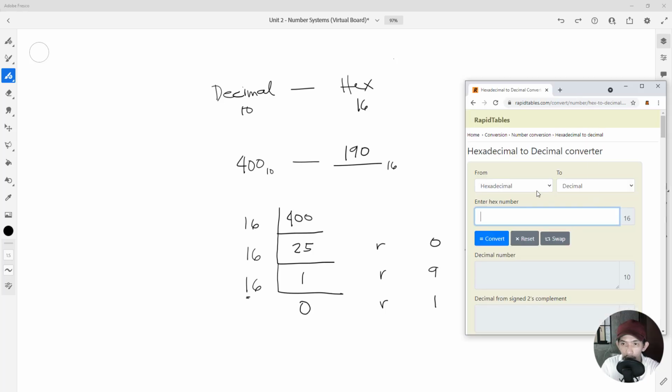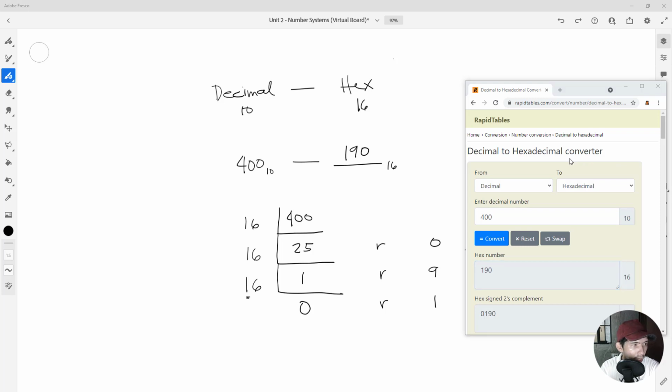So, if we're going to our checker again, so decimal to hexadecimal. Let's write 400. Then, convert natin siya into hexadecimal. So, there you go. You have 190.